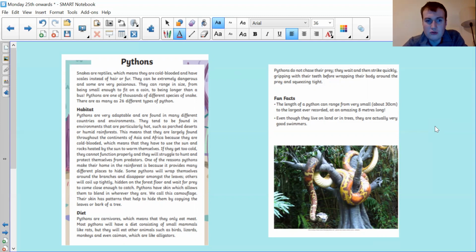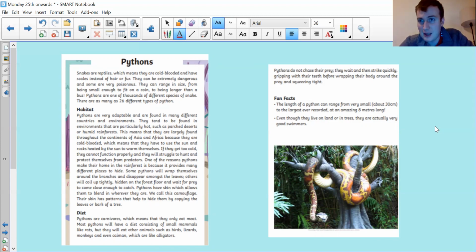All right, let's learn about their diet. Pythons are carnivores, which means that they only eat meat. Most pythons will have a diet consisting of small mammals like rats, but they will eat other animals such as birds, lizards, monkeys, and even caiman, which are like alligators. Pythons do not chase their prey. They wait and then strike quickly, gripping with their teeth before wrapping their body around the prey and squeezing tight.